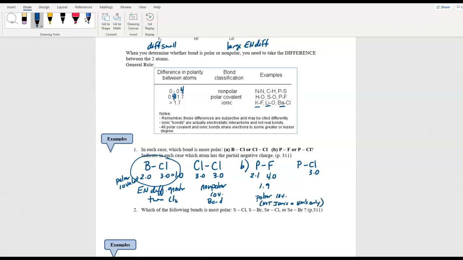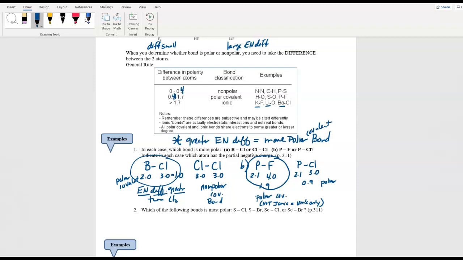So you have to be very careful with that ending range. Phosphorus 2.1 to 3.0, well, you're going to get 0.9. And you're still polar covalent. But which one is more polar? This one. The greater the difference between electronegativity, the more polar. Let's get that down. The greater the electronegativity difference, the more polar the bond is. Okay, and actually more specific, the more polar covalent the bond is.